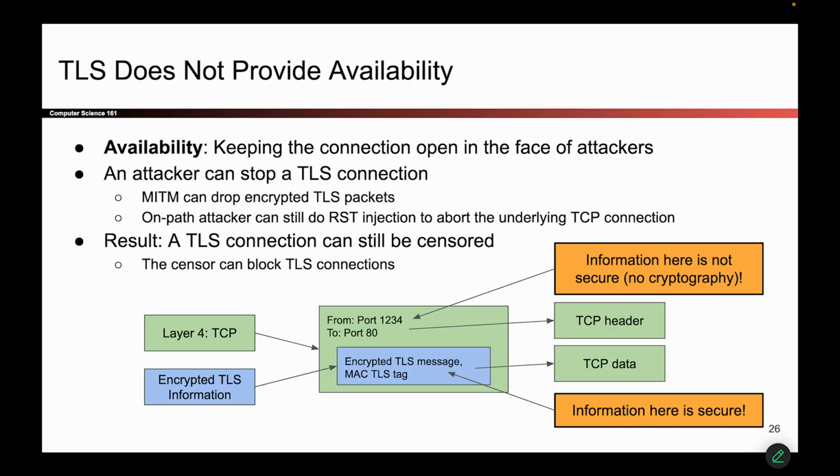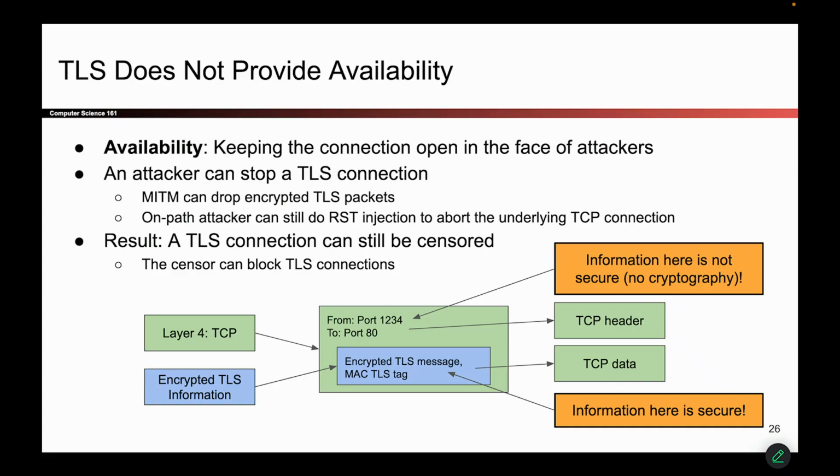Something else TLS doesn't provide is availability. This is a property we'll see again later when we talk about denial of service attacks. But availability is the property that we want to keep the connection open in the face of attackers, and we don't want attackers to be able to cut off or stop our connection. TLS doesn't provide this property.